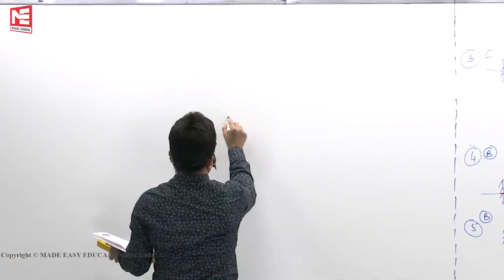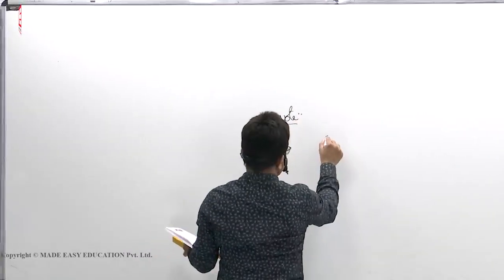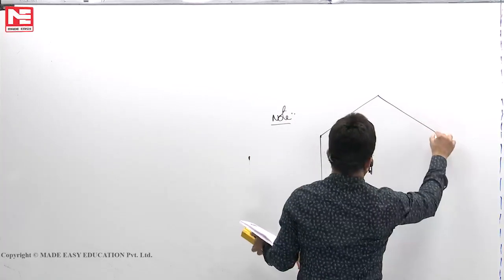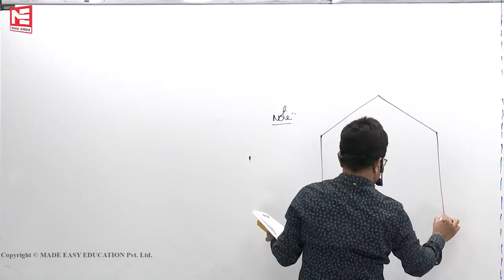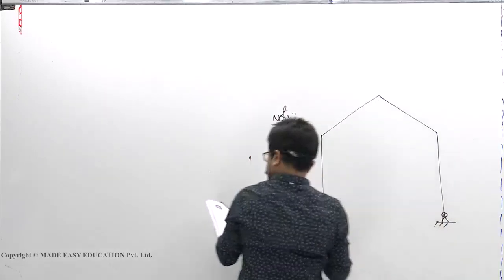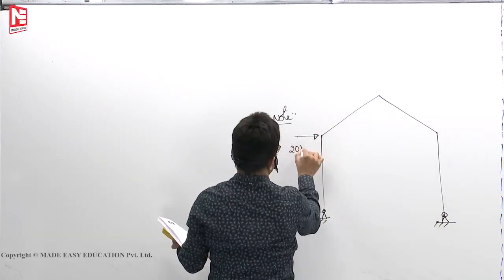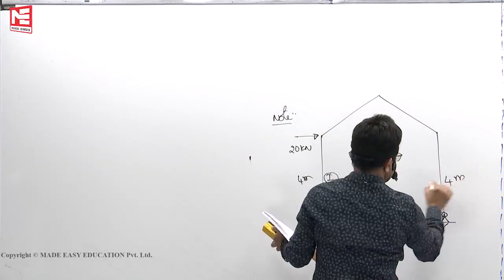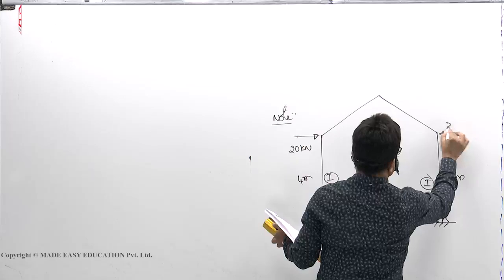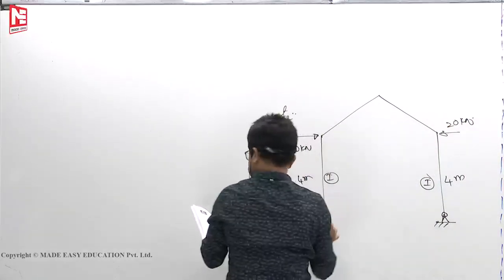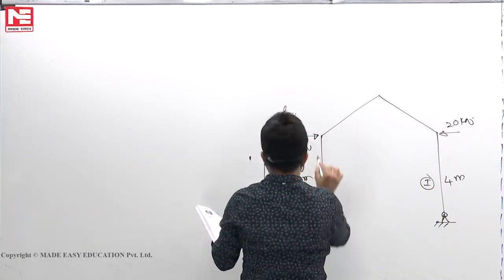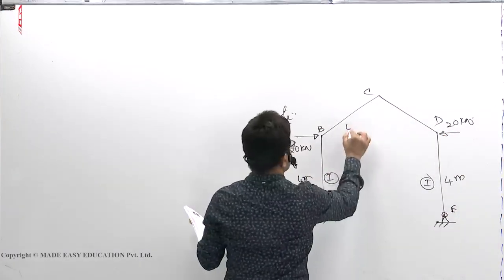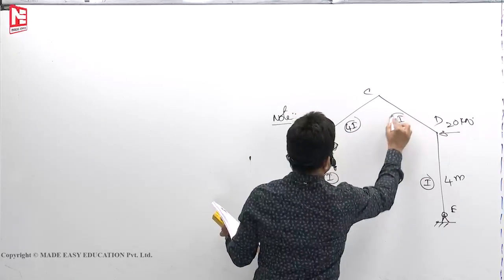Now you see, as a note I'll give it for the earlier problem. This is 20 kilonewton, 4 meters I, 4 meters. This is also I, let us say 20 kilonewton. This is A, B, C, D, E. This is 4I, 4I.